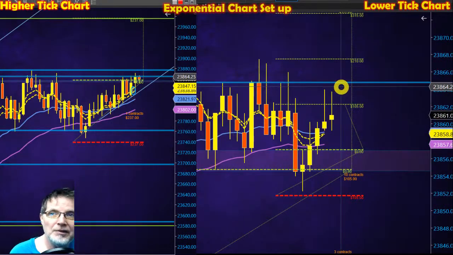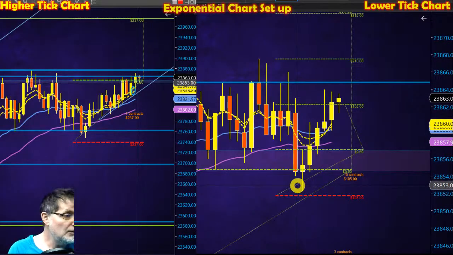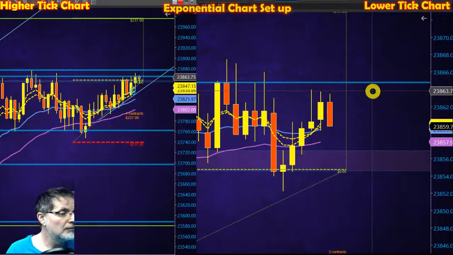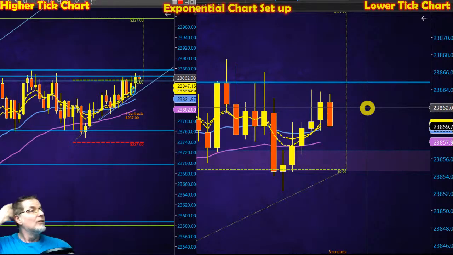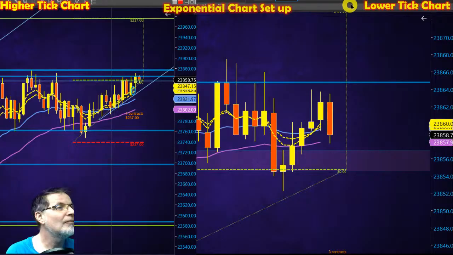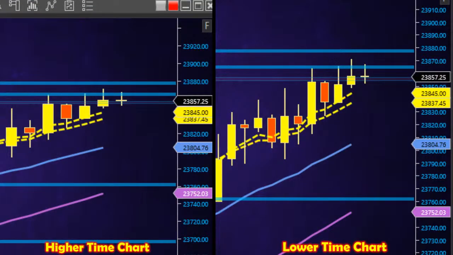But those pintails are saying, you ain't going nowhere. But that doesn't mean anything. It could break right out over the top. I mean, everything is just trending up.